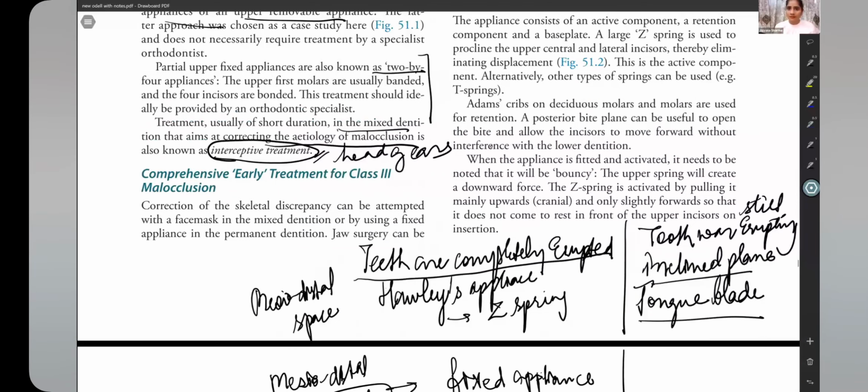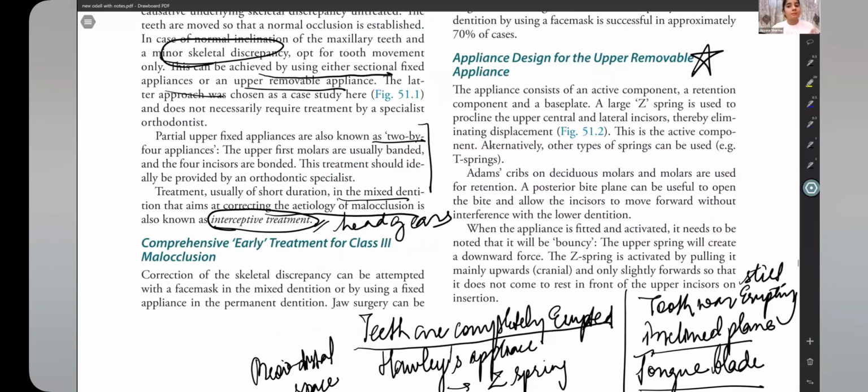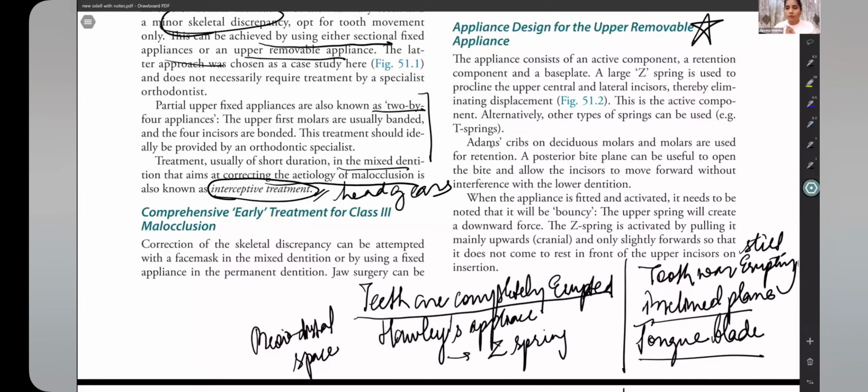Now, in this particular case, the mesiodistal space is sufficient, and there is still mixed dentition, but the teeth are completely erupted because the age of the patient is 10. So you would require a Hawley's appliance with Z spring. Now, the appliance consists of an active component, a retention component, and a base plate. A large Z spring is used to procline the upper central and laterals. That means you're buccally pushing them, eliminating the displacement, because there would be no interference, and later upon biting in RCP, retruded contact position, there would be no displacement.